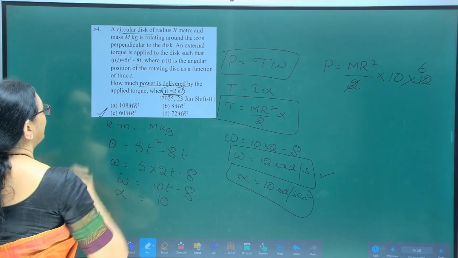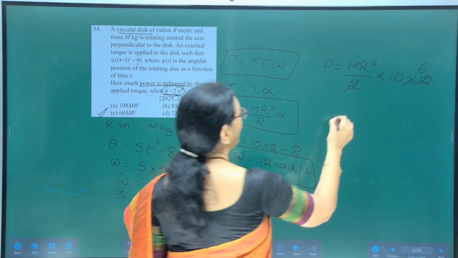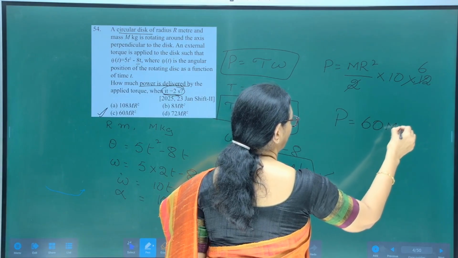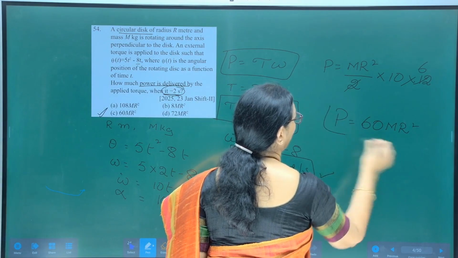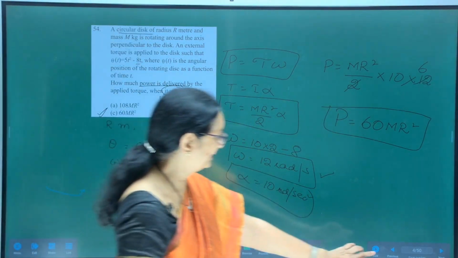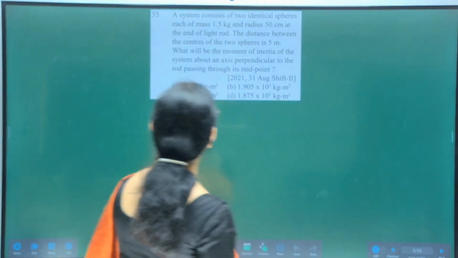This is the correct option for that problem. So power delivered is equal to 60 mr square. Okay, so that is the answer for that. Move on to the next problem.